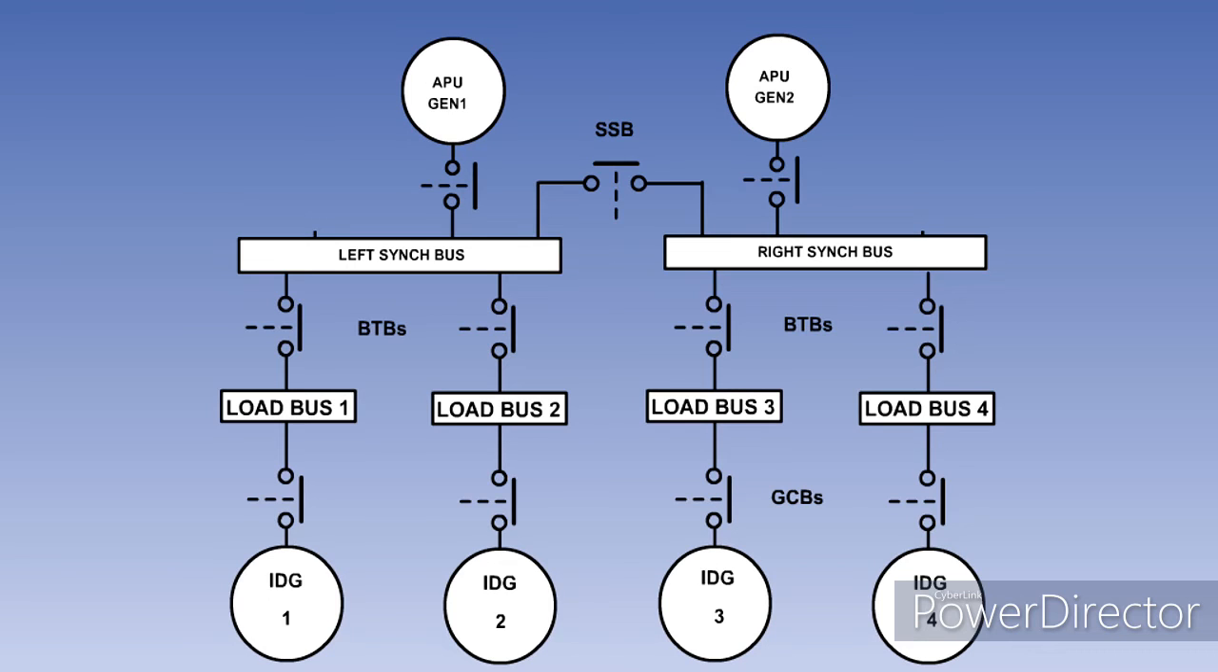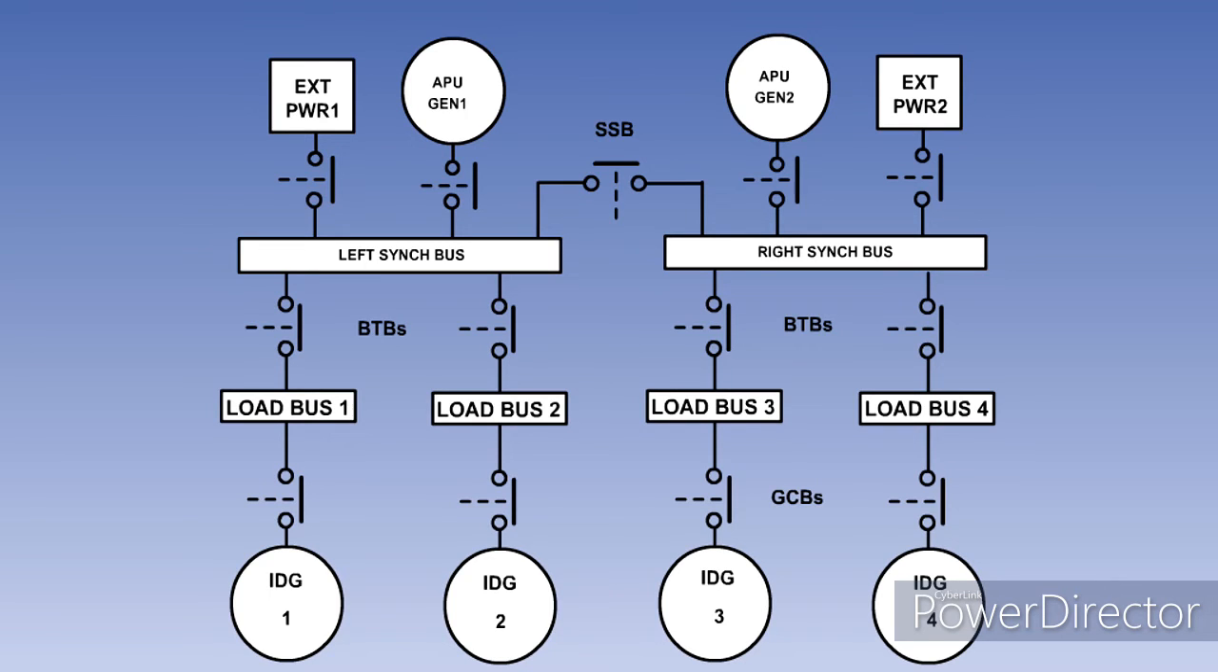The auxiliary power unit, or APU, drives two generators. APU generator 1 connects to the left synchronizing busbar and APU generator 2 to the right. The APU generators do not have constant speed drive units, so they cannot be operated in parallel with any other generators.